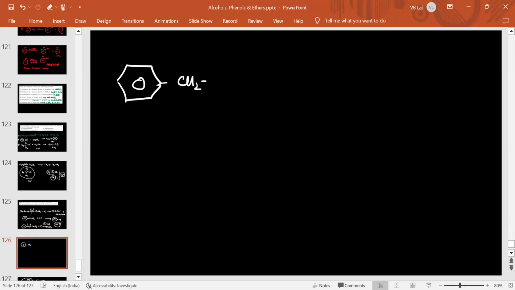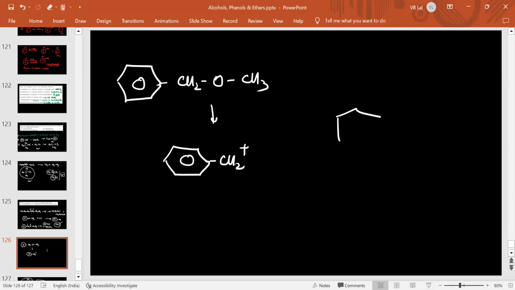CH2 and OCH3, right? It will break easily and give you this carbocation, CH2 plus. Now this carbocation you can see here, CH2 and plus. It stabilizes by resonance. These electrons will move here, then this will move here, this will move here. So this will be resonance stabilized. So this will be formed and H is already there, right?